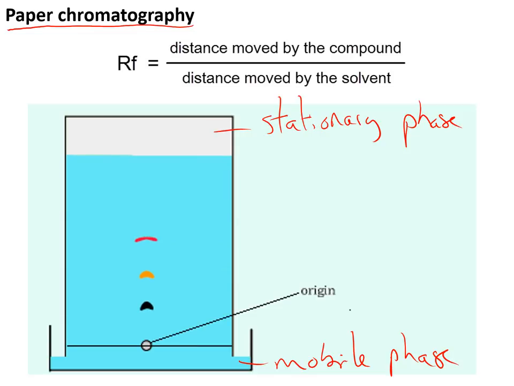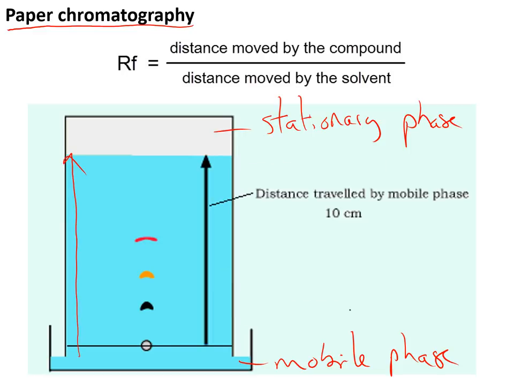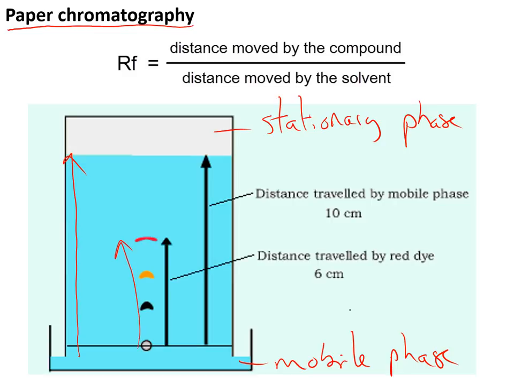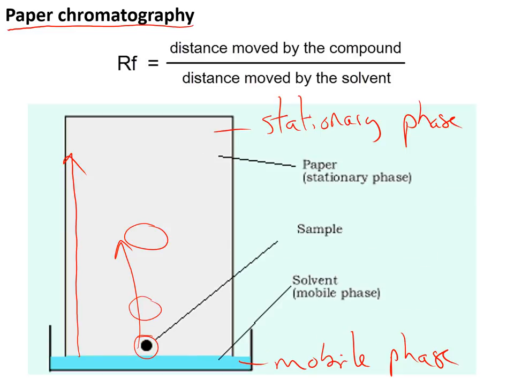Then we put the paper into some solvent. And as you can see on the little GIF, the solvent soaks up the paper. And as it does so, the substances in the spot move up as well. Okay, but the distance they move up depends on how soluble they are. So things that are more soluble, like the red spot, move further than things that are less soluble, like the black spot. So this takes our original sample and separates it out into multiple different spots, with each spot representing a different substance.